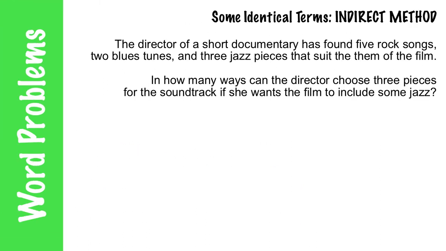So the last situation is the same scenario, only we're going to use the indirect method. So then again, we've got 5 of the rock songs, 2 of the blues tunes, and 3 of the jazz pieces. And again, we want 3 pieces, and we want at least 1 jazz.